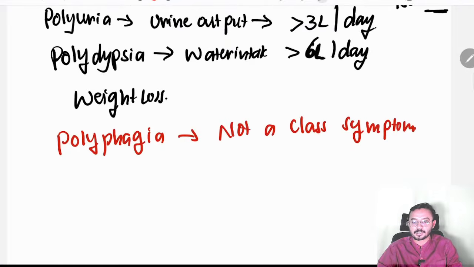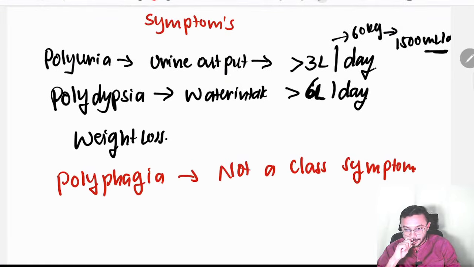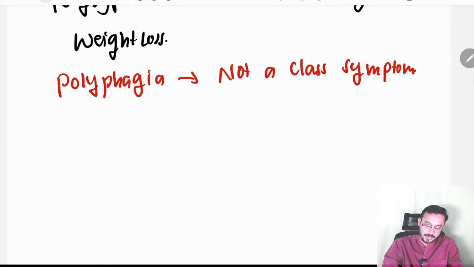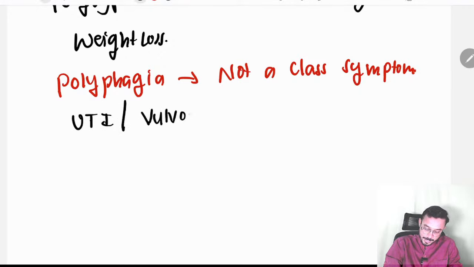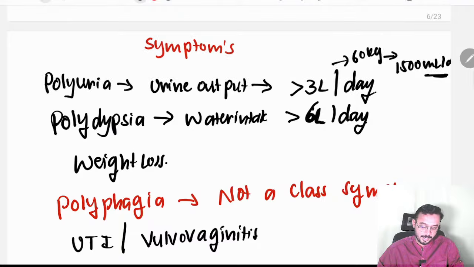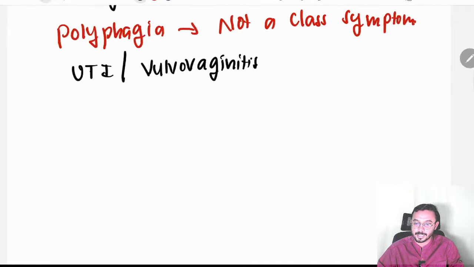They can ask you, all of the following are classical symptoms of diabetes mellitus except, and that is polyphagia, never seen in this patient. And next, the patient may develop urinary tract infections and vulvovaginitis. These are all the symptoms of diabetes. And next we move to the diagnostic criteria.